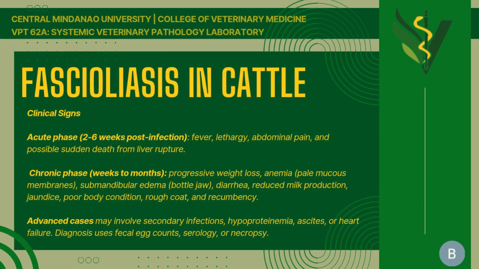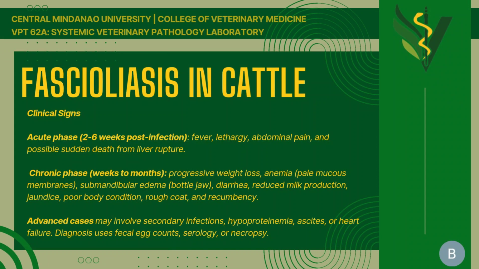As for its clinical signs and diagnosis, the clinical presentation of fascioliasis varies by stage. In the acute phase, that is 2 to 6 weeks post-infection, the animals may show fever, lethargy, abdominal pain, and in severe cases, sudden death due to liver rupture.